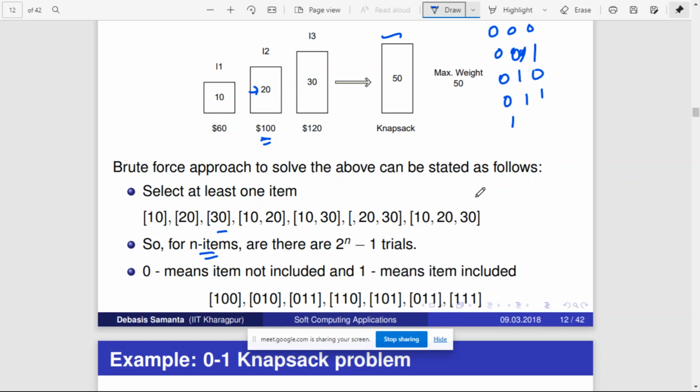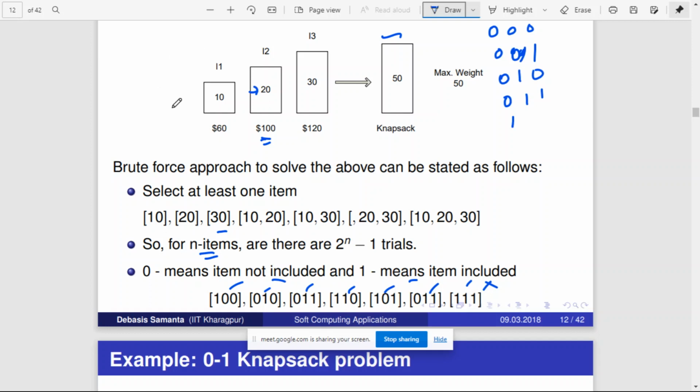So 0 means the particular item is not included, and 1 means the particular item is included. So these are the different combinations we have: 7 combinations. Now from these, some of the combinations may not satisfy the constraint. In this case, this combination will not satisfy the constraint, so we have to ignore it, right? So in this case, this is the initial population.